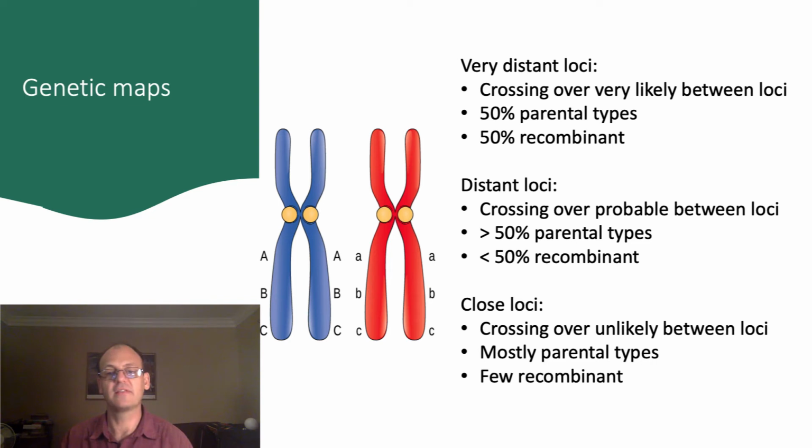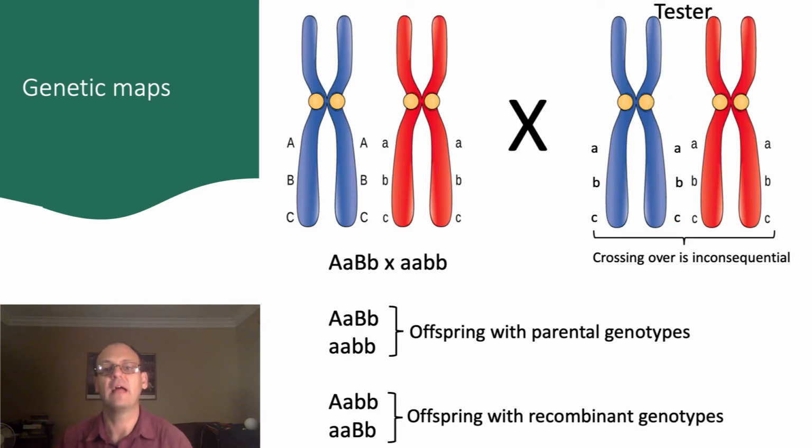So if you understand this logic, you can see how researchers created genetic maps to map out the location of the genes relative to one another. How do we actually count how many gametes are recombinant and how many are parental? We can't just look at lots of eggs and sperm and identify them as parental or recombinant.